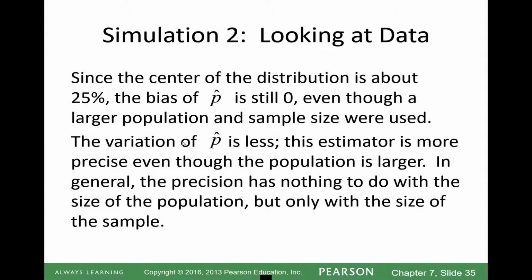Since the center of the distribution is about 25%, the bias of p hat is still 0, even though a larger population was used. The variation of p hat is less. This estimator is more precise, even though the population is larger. In general, precision has nothing to do with the size of the population, only with the size of the sample.